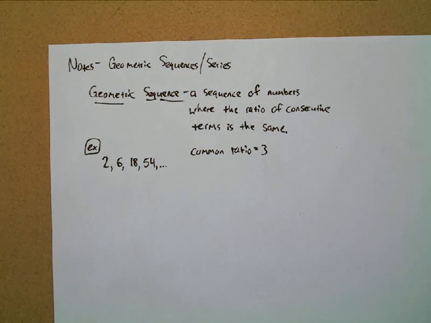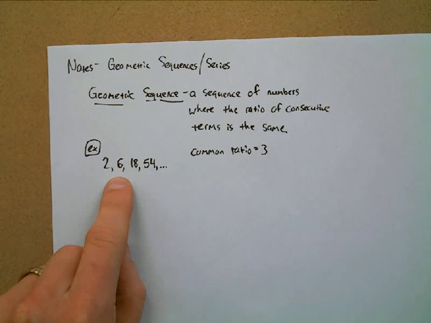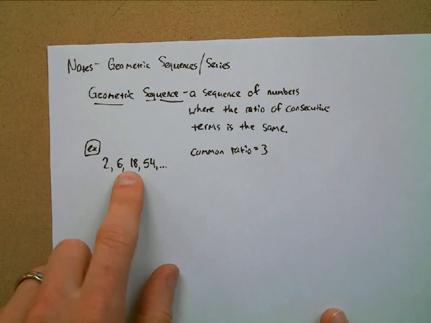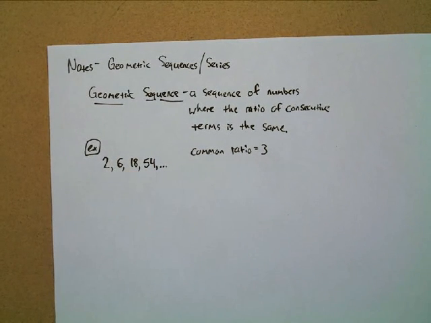Sometimes we can just look at it and see, okay, 2 times 3 gives us 6, 6 times 3 gives us 18, 18 times 3 gives us 54. However, if we get stuck, sometimes we may look at two numbers and not be sure what I multiplied the first one by to get the second one. Sometimes it's not so obvious.